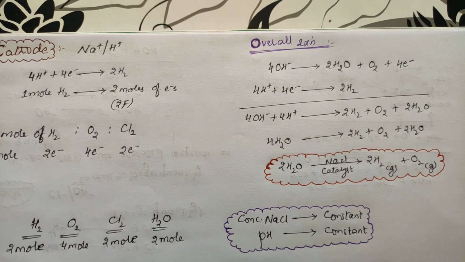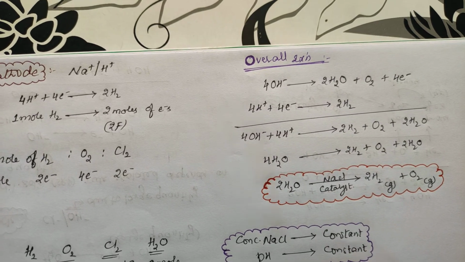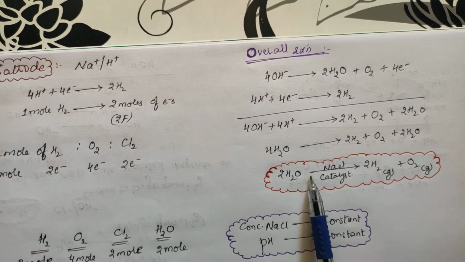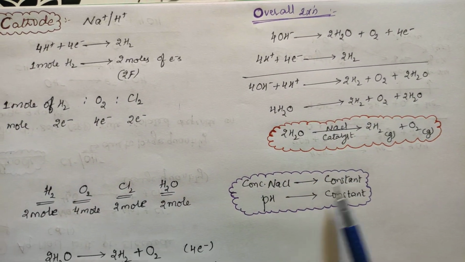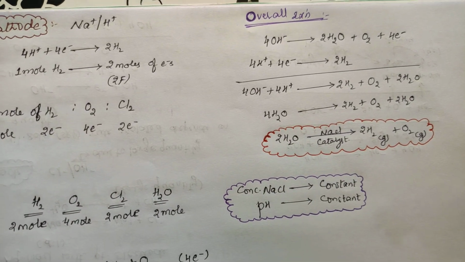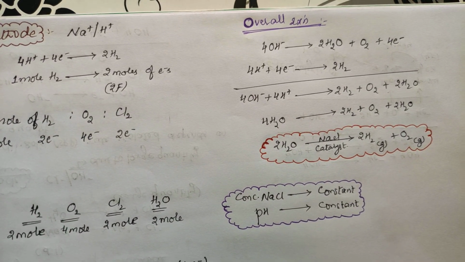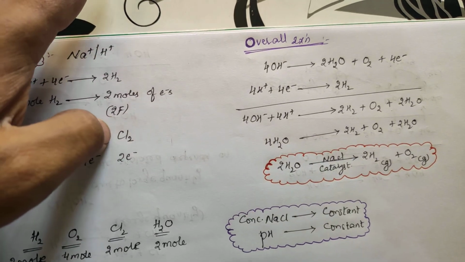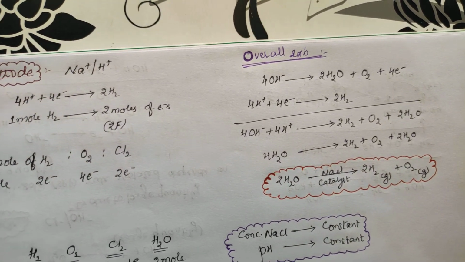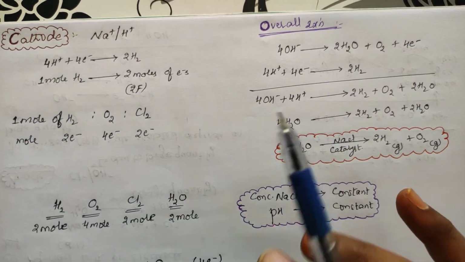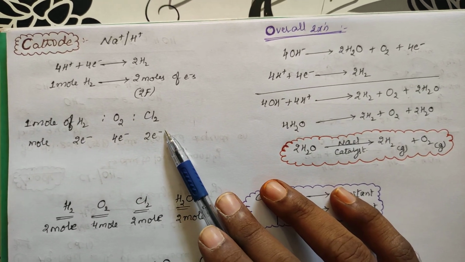If you use a very little amount of NaCl, it acts as a catalyst. There will be electrolysis of water only. So what happens to the concentration of NaCl? NaCl remains constant. For chlorine, I have taken it from the previous example, not from this one, not from the diluted one; from the concentrated one I have taken.